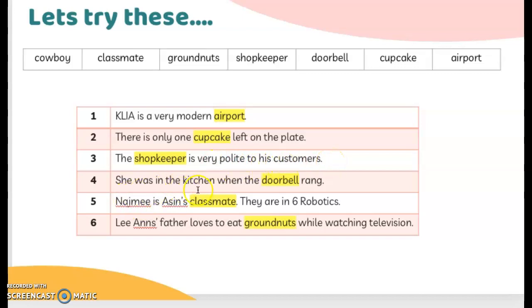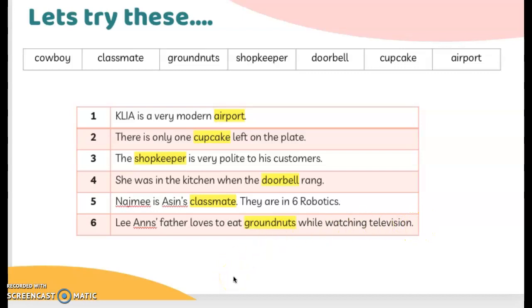She was in the kitchen when the doorbell rang. Number 5, Najmi is Asin's classmate. They are in 6 Robotics. And last one, Lee Ann's father loved to eat groundnuts while watching television.